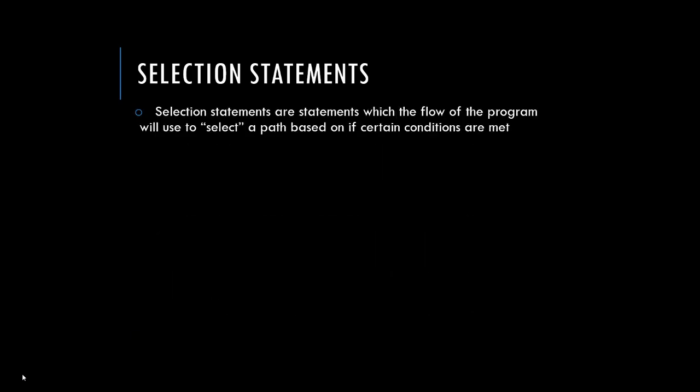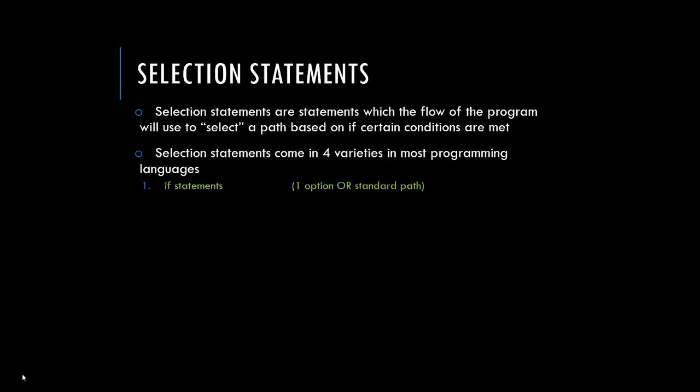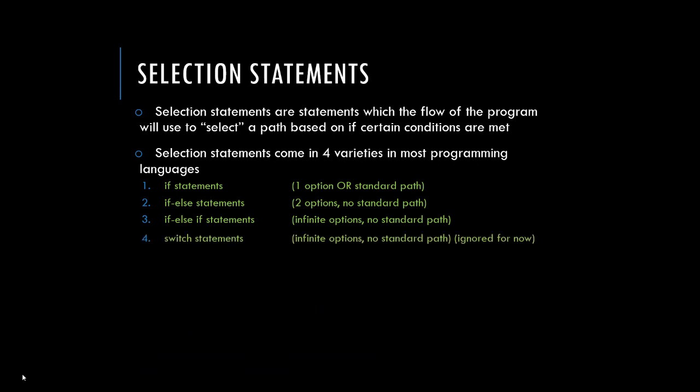Selection statements are statements which the flow of the program will use to select a path based on whether certain conditions are met. Selection statements come in four varieties in most programming languages. We have if statements, which give one option or a standard path. If-else statements, which give two options with no standard path. If-else-if statements, where there are infinite options and no standard path. And switch statements, which have infinite options and no standard path. We're going to look at those last.